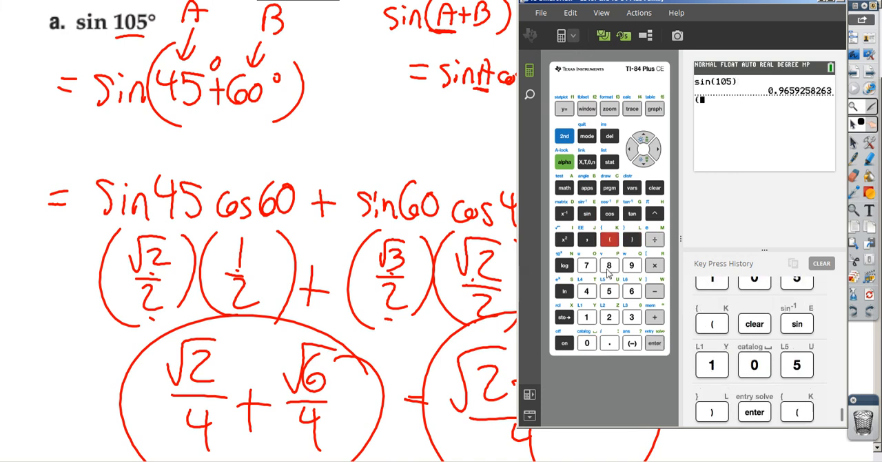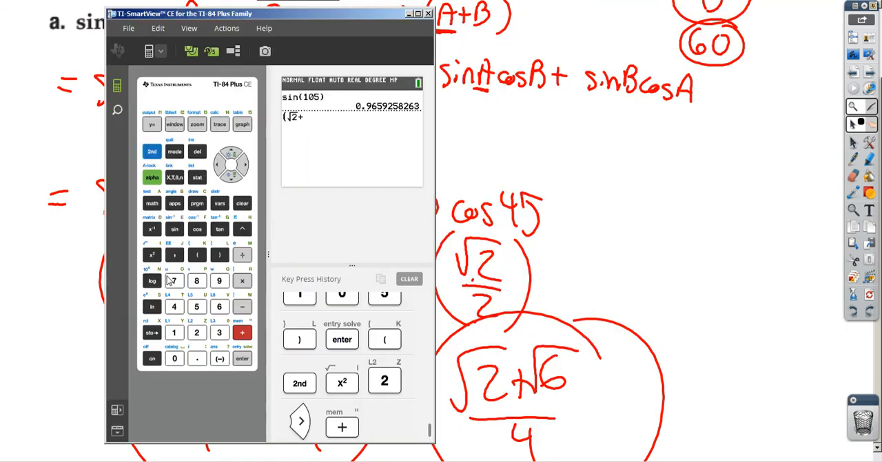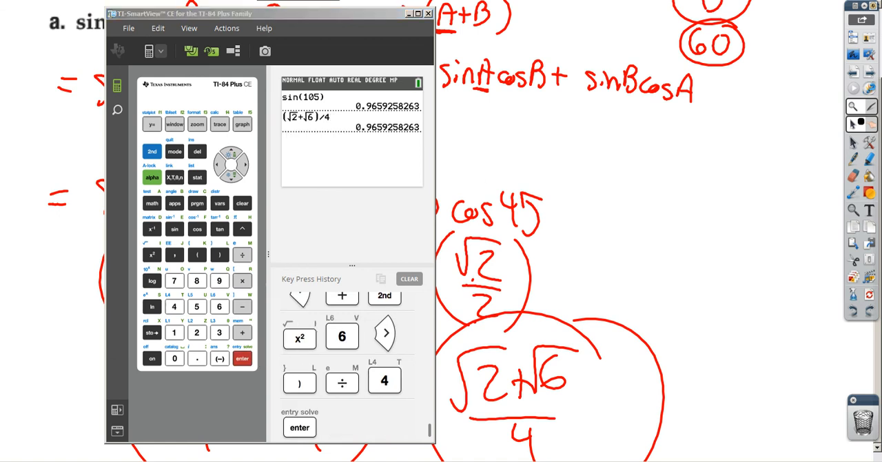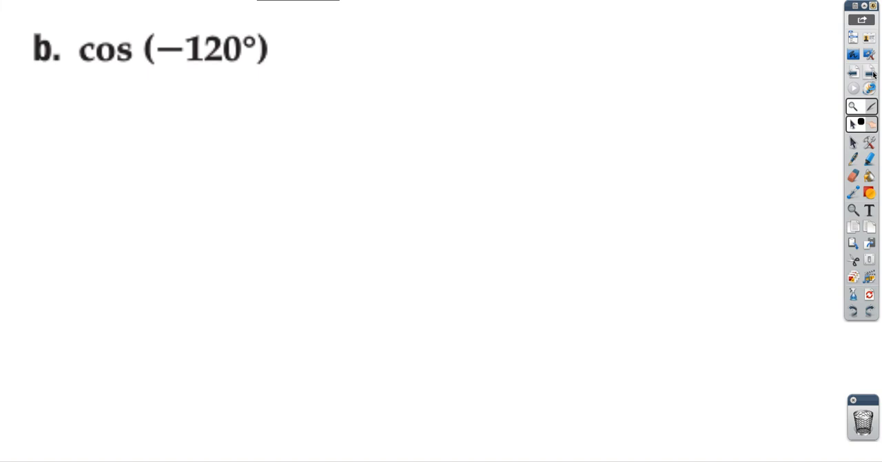Now let's do square root 2. This is our other answer here. Square root 2 plus, what was it, square root 6. And this should be the exact same thing. This is how we can check it using a calculator. Calculator won't get us the answer, but it will allow us to check it. Equals the same thing. So that's how we can prove that we did this correctly.